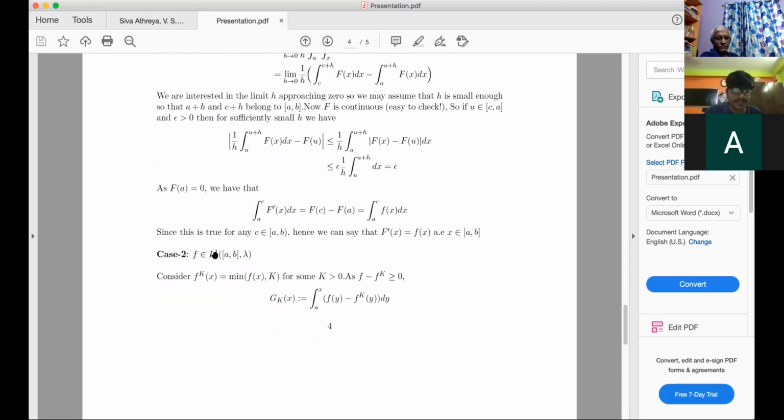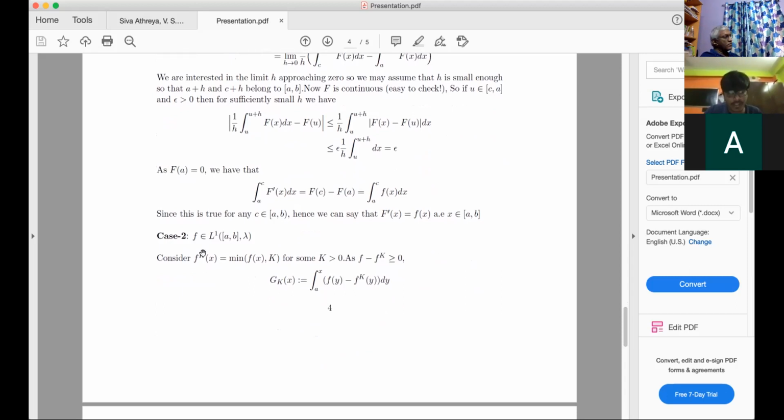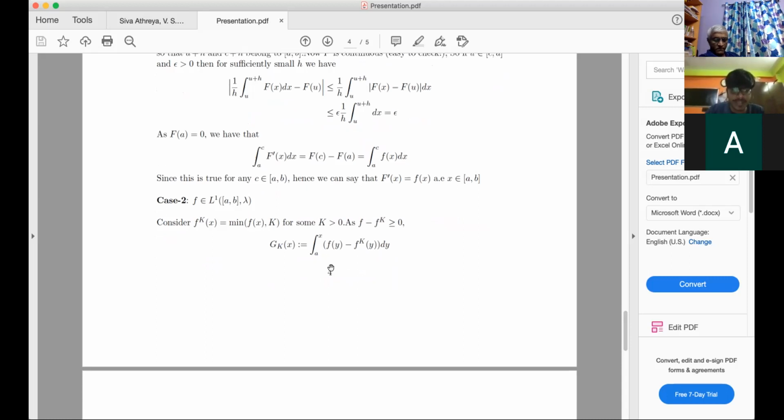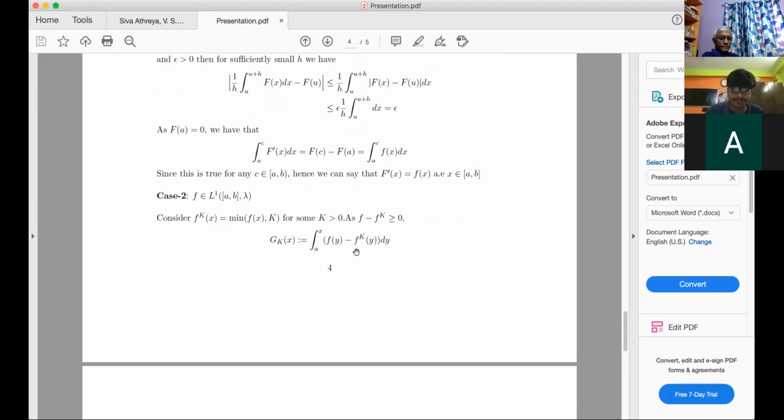Now consider that f lies in L1[a, b], with respect to lambda. We define a new function f_k(x) equal to the minimum of f(x) and k, where k is some positive real. Using the definition of f_k, you can observe that f minus f_k of x is greater than or equal to 0. So we define a new function g_k(x), which is the integral from a to x of the difference of these two functions.